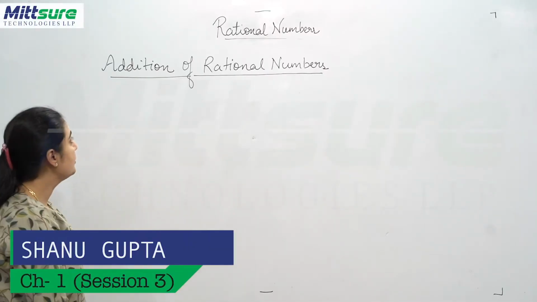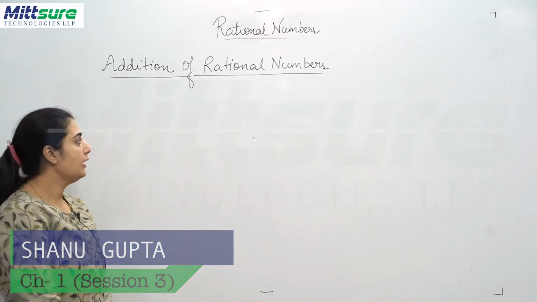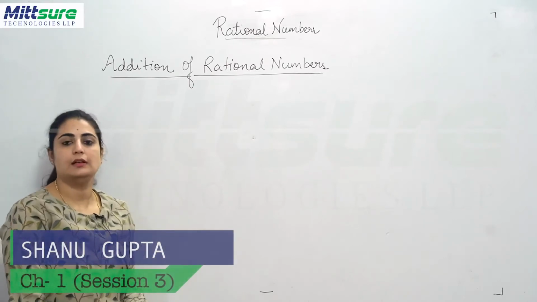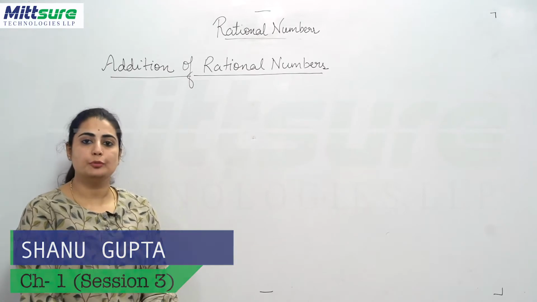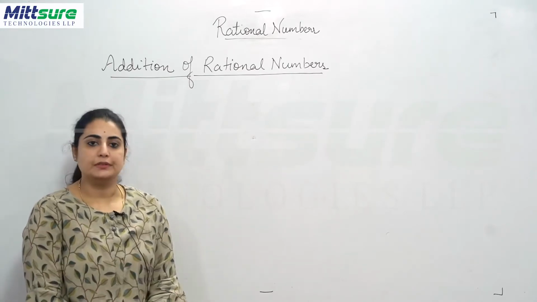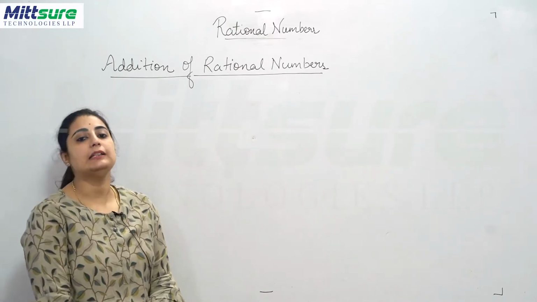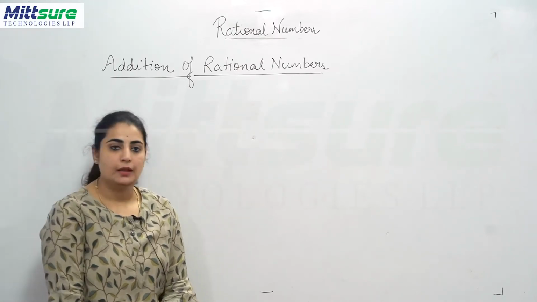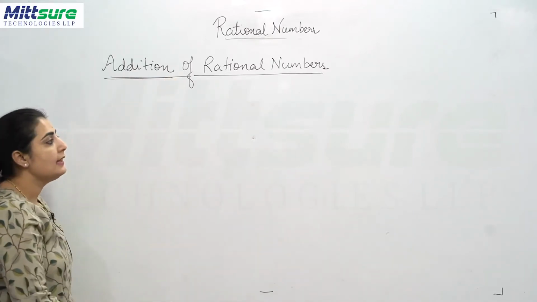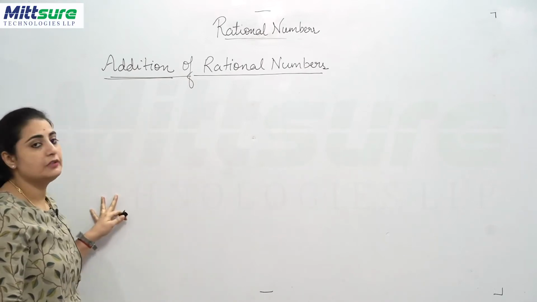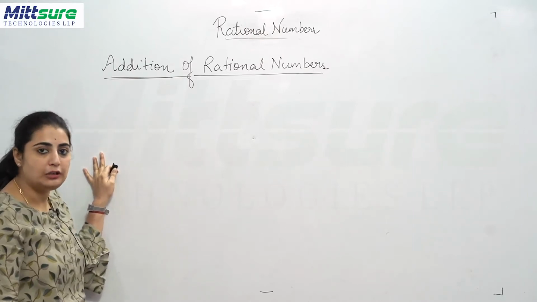So, in the next session today, we will study the addition of rational numbers. We all know that addition is adding two given numbers, and we are very well aware of how to add numbers. So here we will take rational numbers and apply the operation of addition. Now, to do the addition of rational numbers, there are certain properties, or you can say certain conditions, which we need to follow.